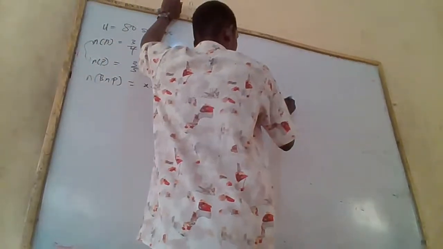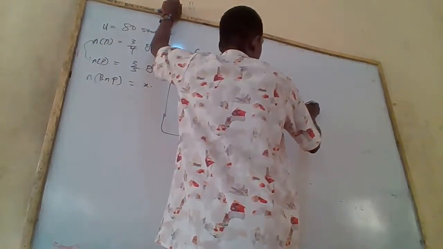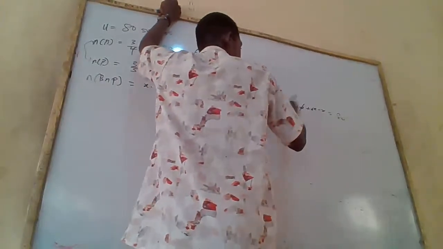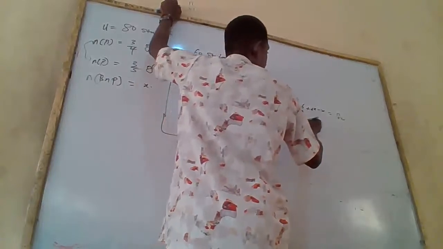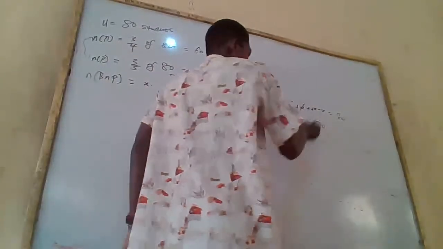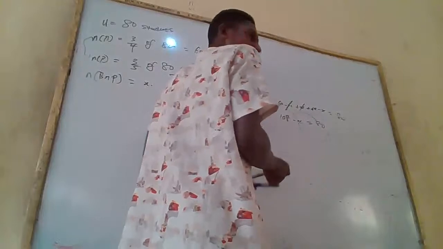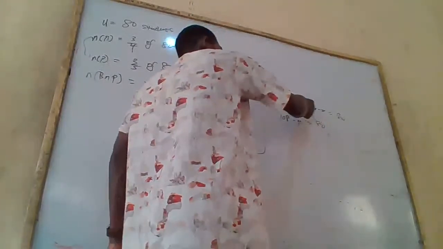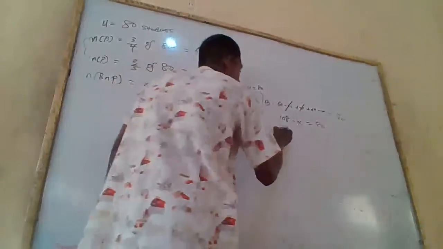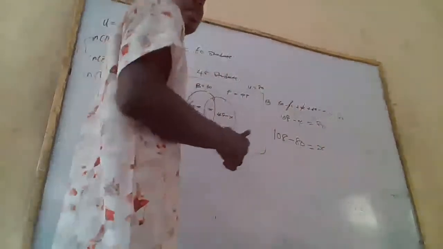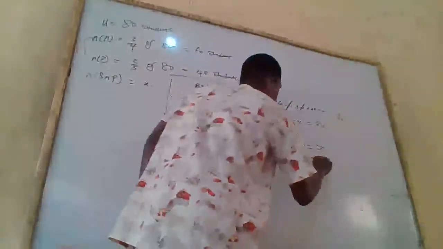So I can say 60 minus X plus 48 minus X equals 80. Collecting the constants, 60 plus 48 is 108, minus 2X equals 80. So that we will not get a negative value, I take this to this side. 108 minus 80 is equal to 2X. What is 108 minus 80? 28.